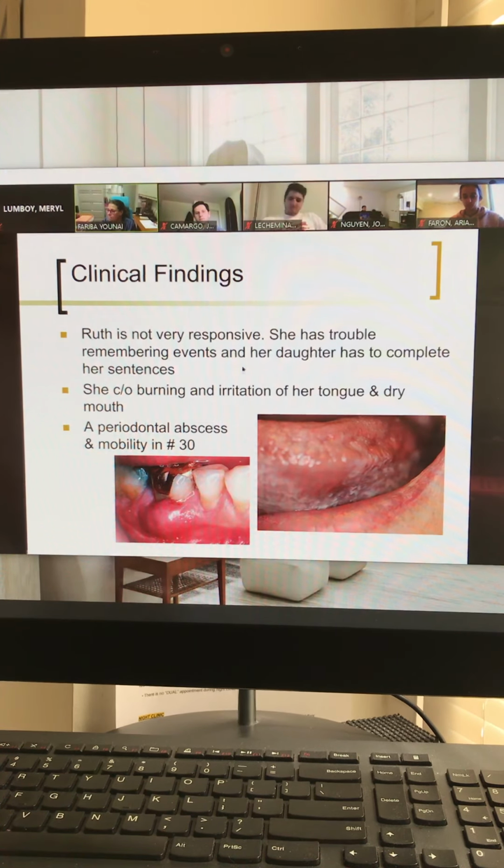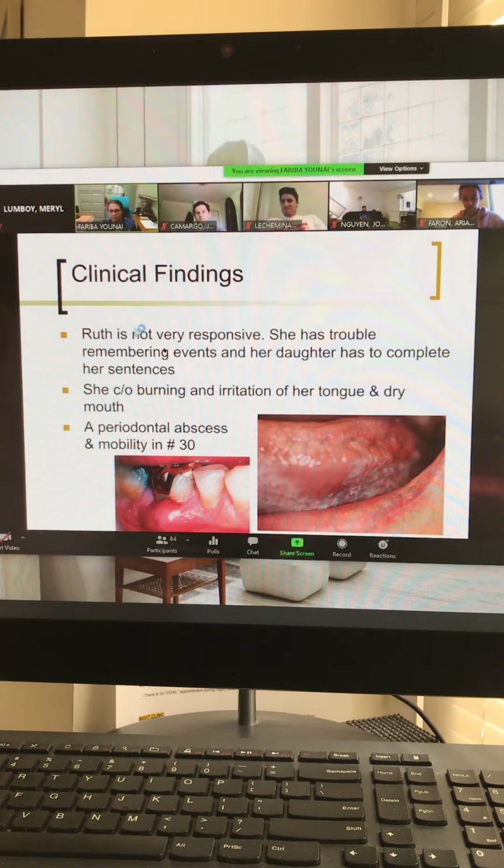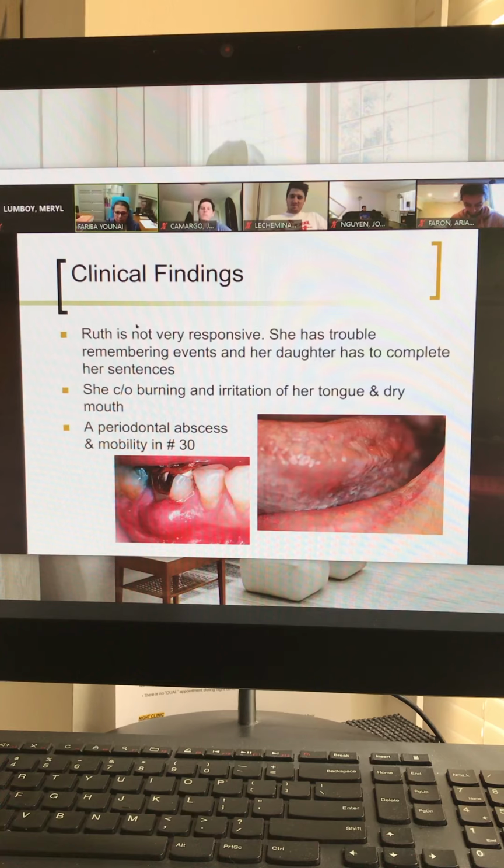There is an effect that you feel she suffered from her stroke, because her daughter keeps answering the questions for her. She's not very responsive. She does have a burning sensation in the mouth, and she does have these lesions inside of the mouth. And then there is a periodontal abscess and mobility of tooth number 30. So there are a couple of things that are going on in the case of Ruth.